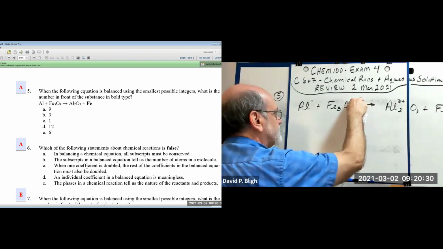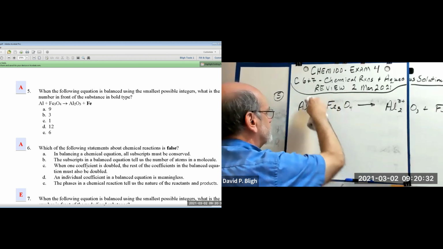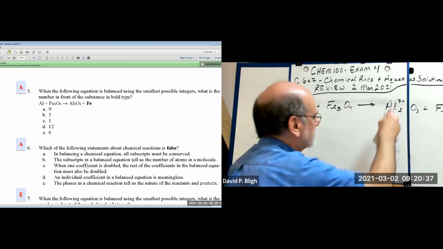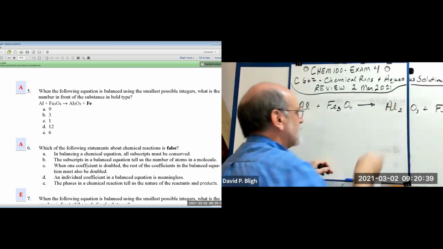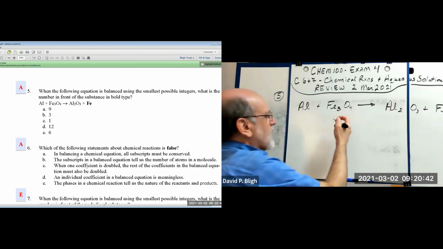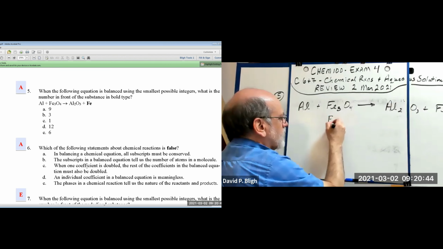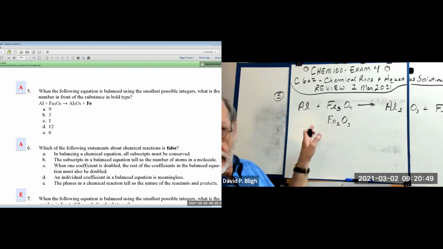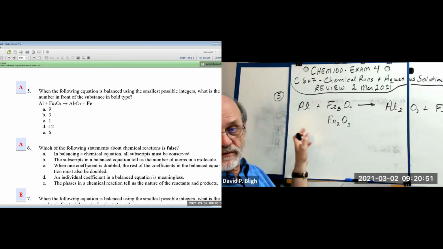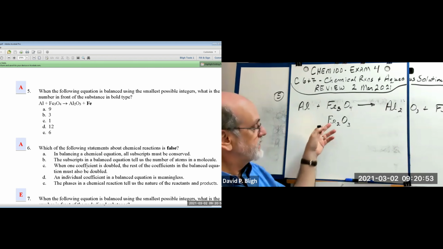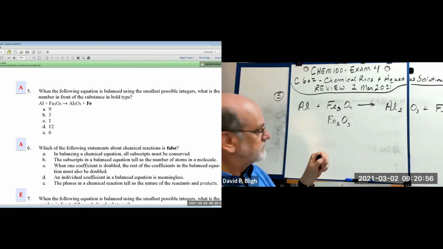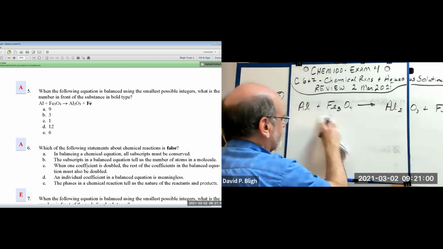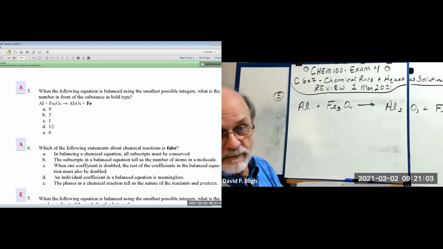Nevertheless, I just remembered. This might be the thermite reaction. There's another possibility. Thermite could be this one. In that case, the oxidation states do, and the charges for these are whole numbers. But let's take what we've got and see if we can balance it.